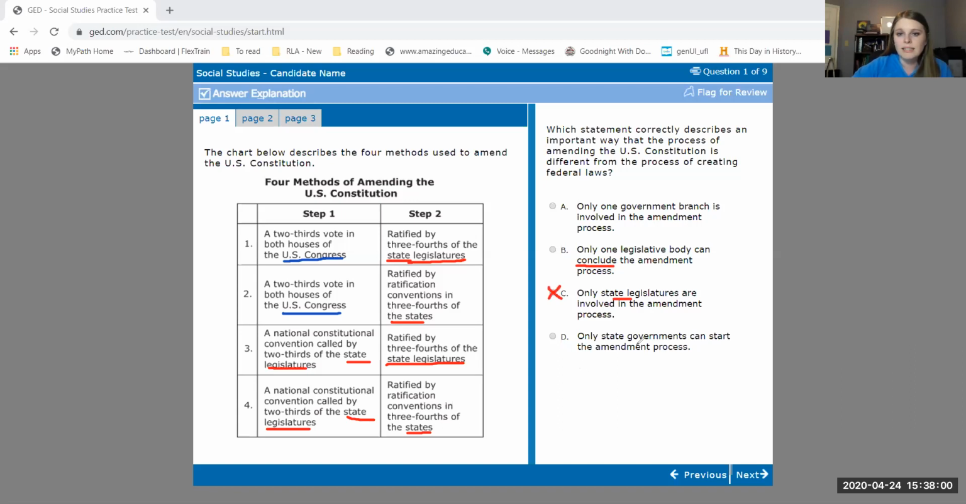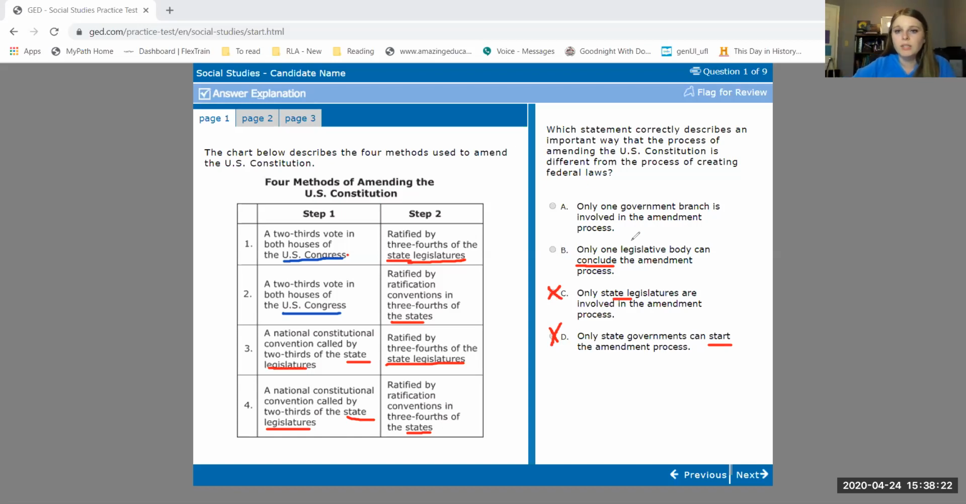Letter D, only state governments can start the amendment process. So start, that's going to be step 1. Well, I look in step 1 and US Congress, that's not state. So I know that one's incorrect. So that leaves me with 2. So let's take a look and see which one of these is correct.